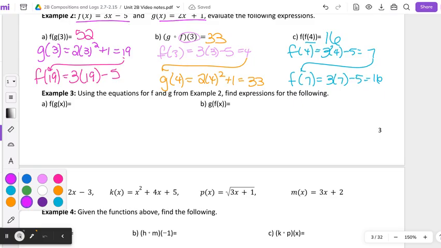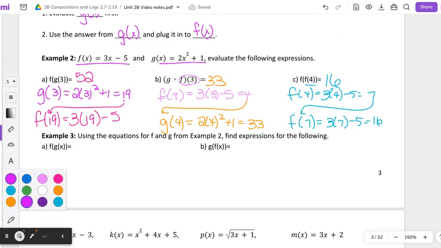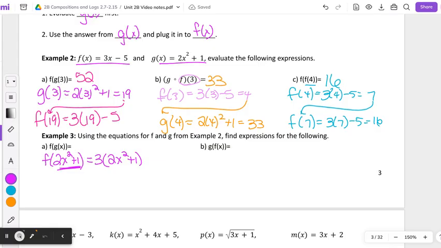We can use composites to come up with equations as well. So we're going to use these from above still. f of g of x. So for g of x, that is 2x squared plus 1. That means this quantity is going in everywhere there's an x in the f function. So 3 times (2x squared plus 1), minus 5. If we distribute and combine, this will be 6x squared minus 2.